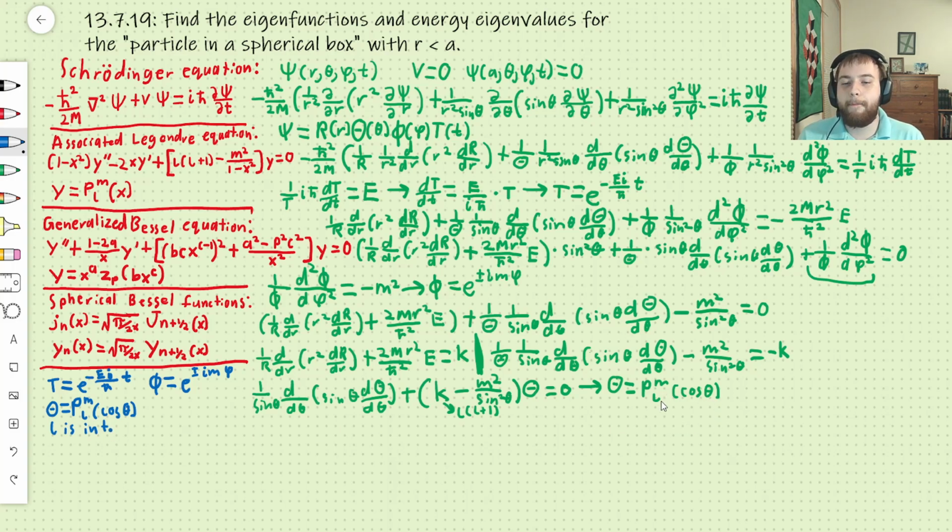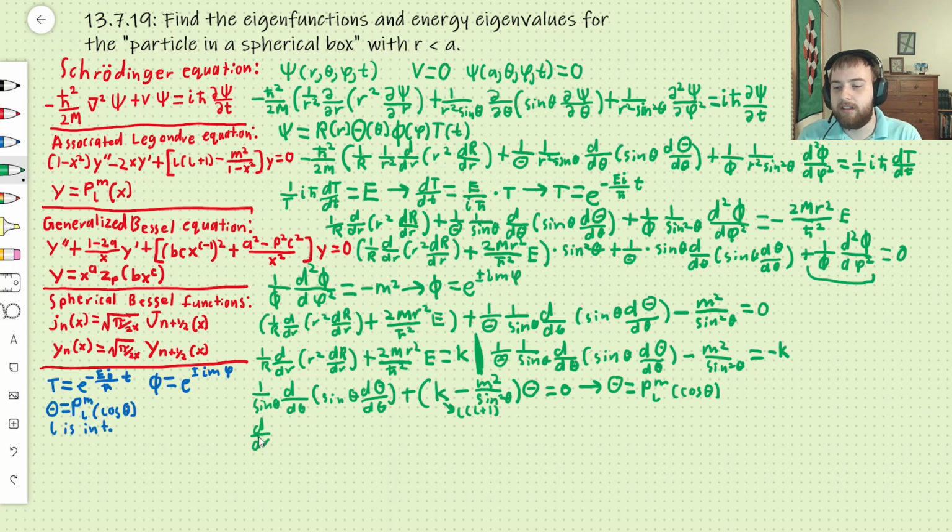So we decided that k was equal to L times L plus 1. So we're actually going to use that and put this back into the R equation, which we have here, because we have a k here, so we're just going to substitute that in, since we already have a restriction on L. So that'll work out. So 1 over R, actually, I'm not going to skip a step here. Actually, I am going to skip a step here. I lied to you guys.